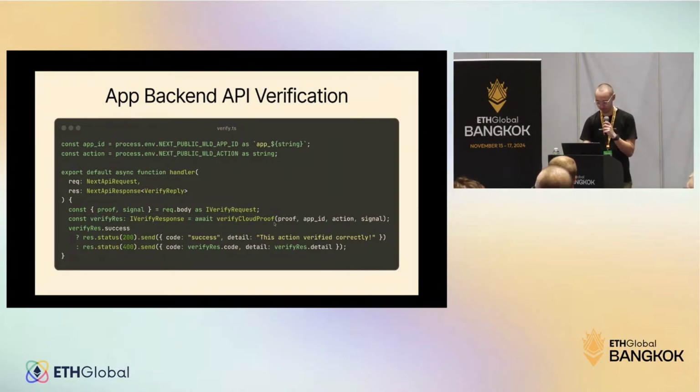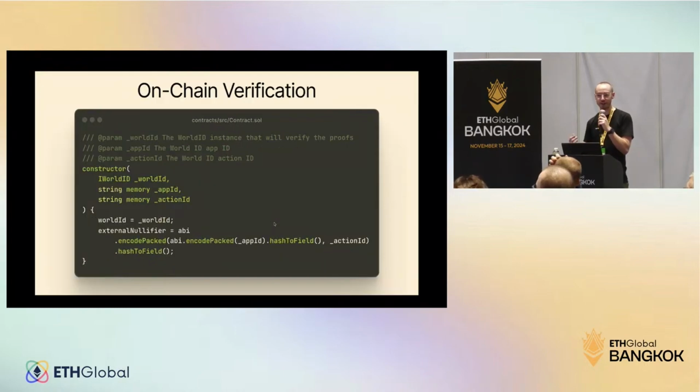It's super simple. But you can also verify these proofs on-chain. So in your smart contract, right, in this example, let's say there's just one action for your whole app that the user wants to perform.